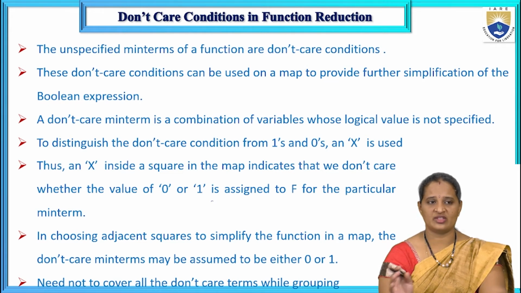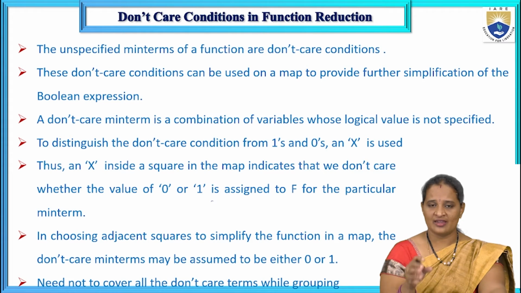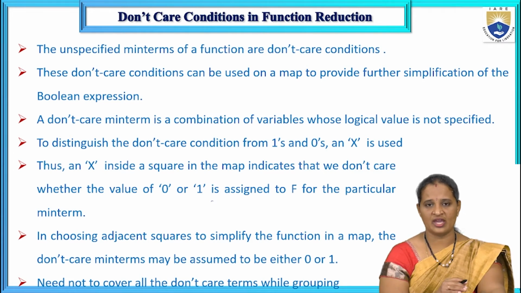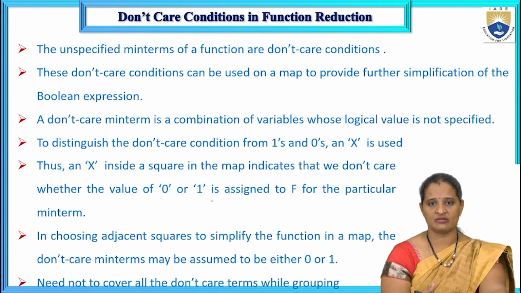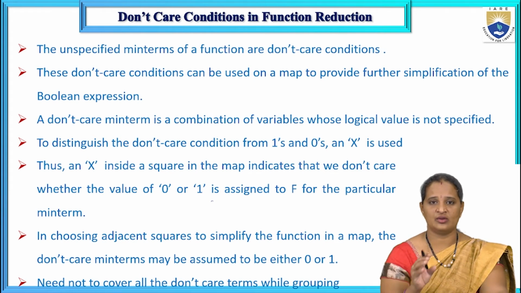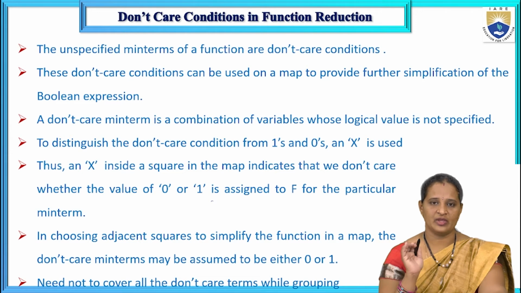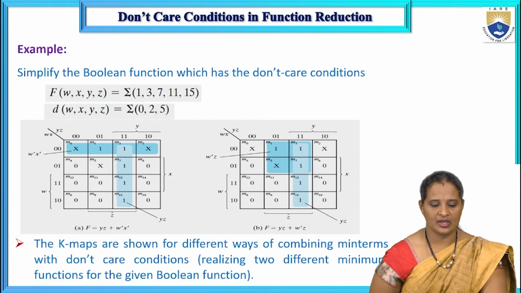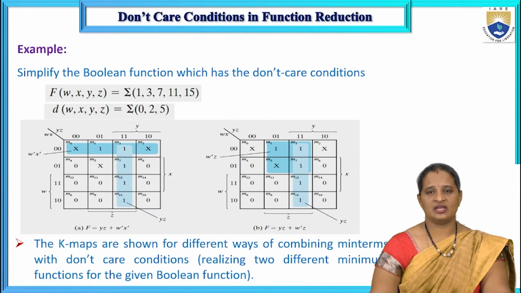but it is not mandatory to cover all the don't care conditions. We only need to check whether the ones and zeros are covered. If it is required, you can use the don't care so that higher groups are formed and hence the minimized expression can be obtained. But it is not mandatory to cover all the don't care conditions while grouping. This we have to remember. The remaining everything is the same.